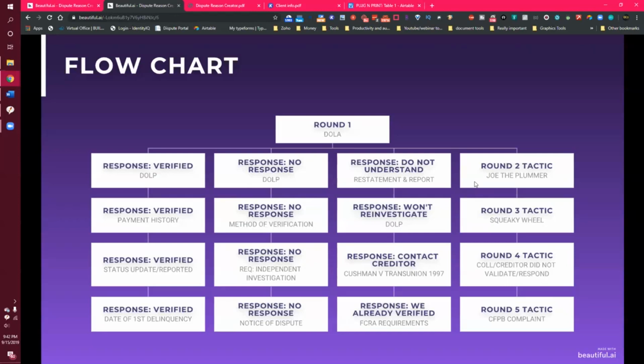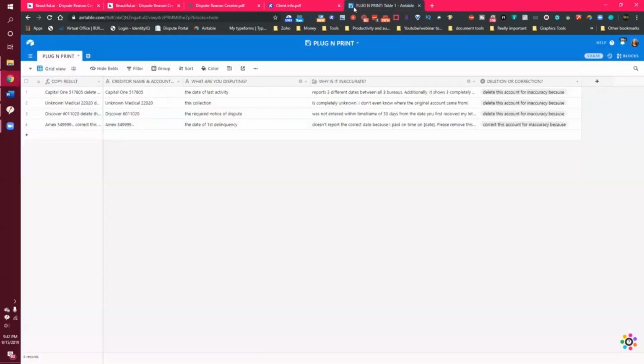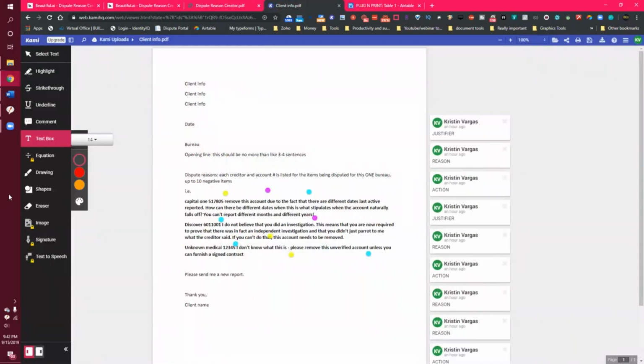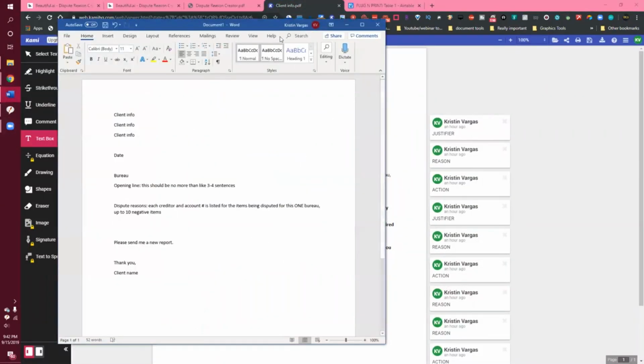Round 5, CFPB complaint. Okay? So now from video 1, we went over the plugin print. If you want to access this, I will put the purchase link down in the post for this, okay? So what we're going to look at is creating dispute reasons, all right? So I'm going to pull up trusty old Word.